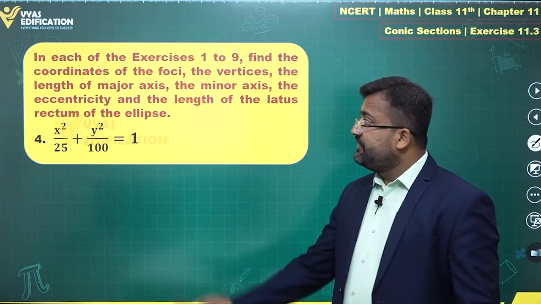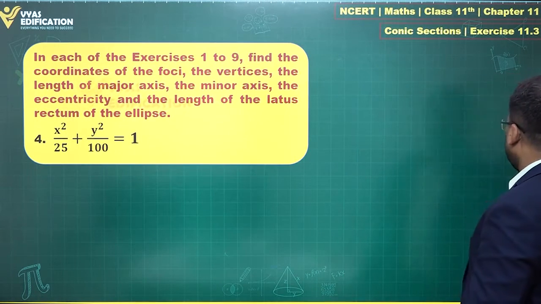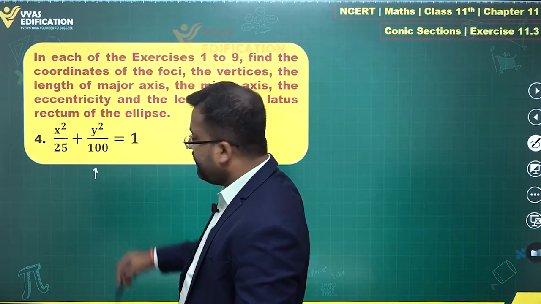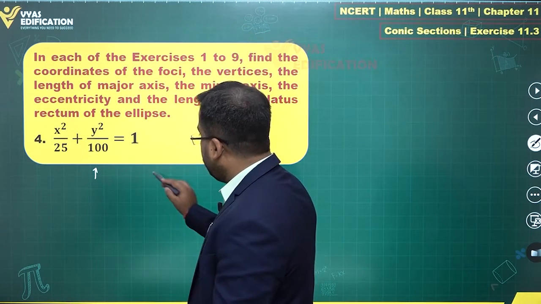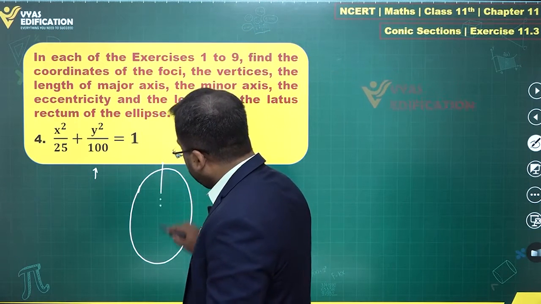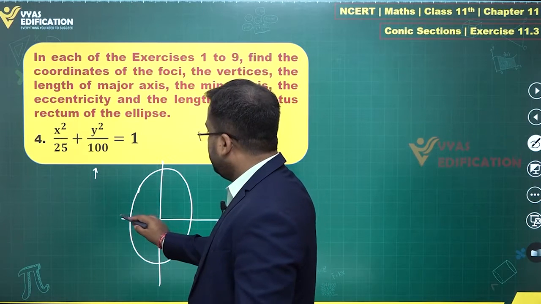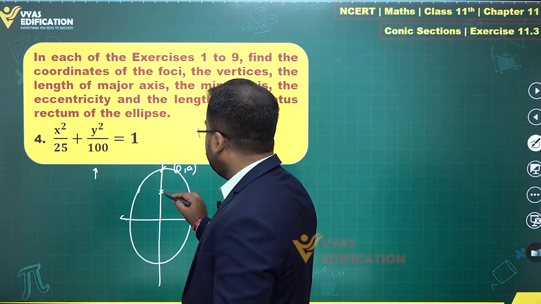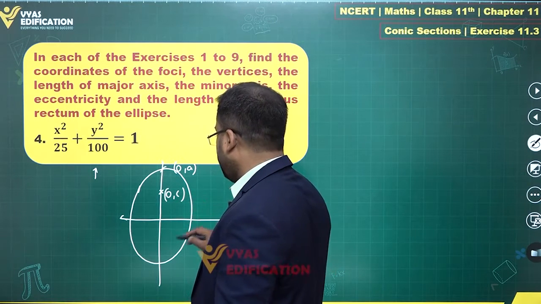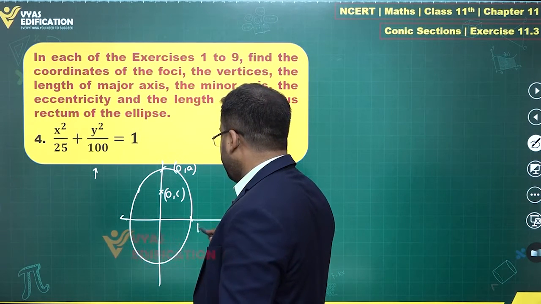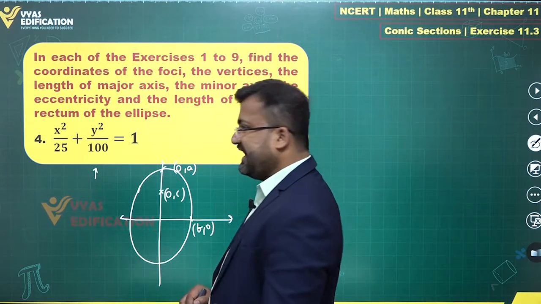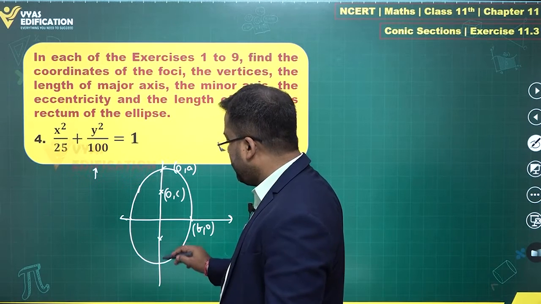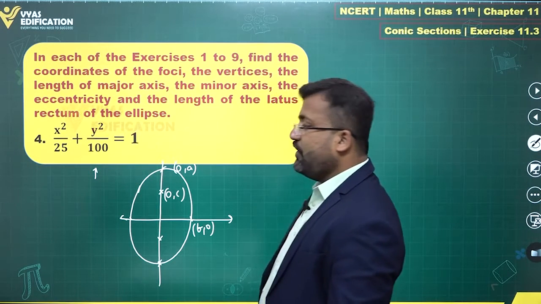The fourth question says we have x square upon 25 plus y square upon 100, and we are supposed to find all of those things. The first thing that you identify is that the denominator of y square is greater. So this will be a vertical ellipse. For a vertical ellipse, the next thing that we mark is 0 comma A, that's the vertex. 0 comma C will be the foci over here, and B comma 0 will be the end of minor axis in this manner. Another end would be minus B comma 0, focus will be 0 comma minus C and 0 comma minus A over here.